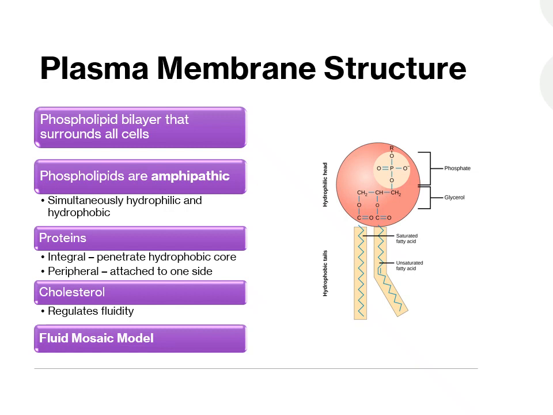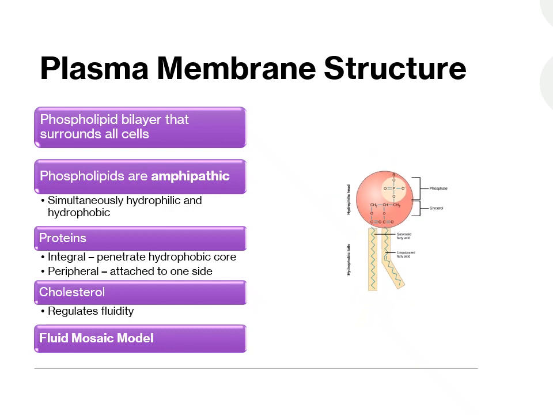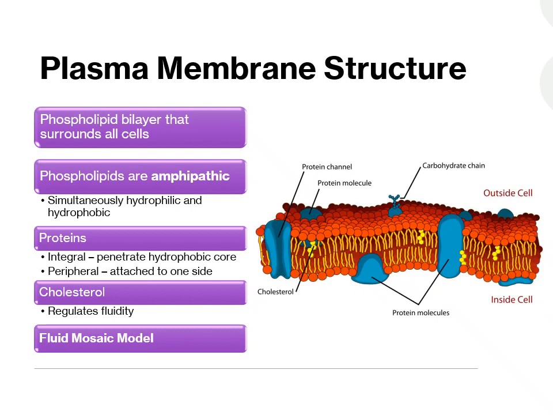The main component of the plasma membrane is phospholipids, which are amphipathic in nature, that is, simultaneously hydrophilic due to the charged phosphate in the head group, and hydrophobic due to the non-polar fatty acid tails. Because of this, phospholipids will naturally form a bilayer, with the heads facing the water inside and outside of the cell, and the tails shielded in the core of the membrane.